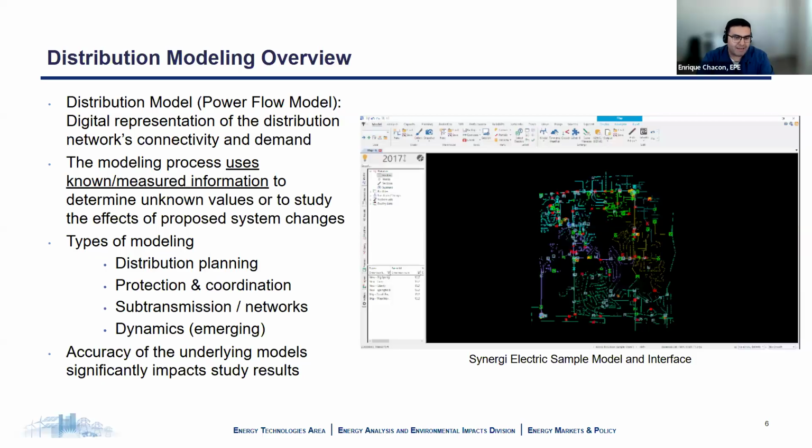In terms of modeling types that you can do with these kinds of softwares, you can do distribution planning modeling, protection and coordination modeling, subtransmission and network modeling, and you can also do some dynamic modeling as well. As I've been alluding to, you can have these models, but if the accuracy of the inputs to these models is not great, it's going to significantly impact the results. I really want to emphasize that that's going to be an important point. Next slide here.